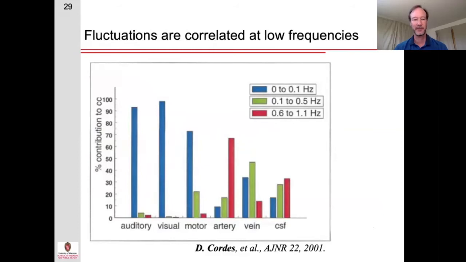First, there was a study from Dietmar Cordes, actually from right here at University of Wisconsin, where he looked at what frequencies contribute to the correlation between these different regions. And if you look at the auditory, visual, and motor regions, you note that it's mostly the very low frequencies that contribute to the correlation, below 0.1 hertz. But if you look at arteries, veins, or cerebrospinal fluid, it's mostly dominated by higher frequencies, 0.1 to 0.5 hertz, which overlaps with respiration-related frequencies, or 0.6 to 1.1 hertz, which relates to the cardiac frequencies. So it's unlikely that these are just driven by the heartbeat and respiration, that we are really looking at much lower frequencies.